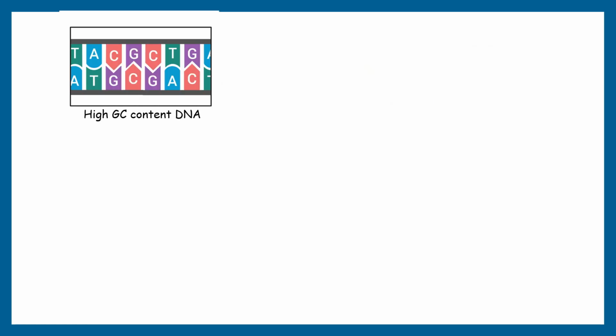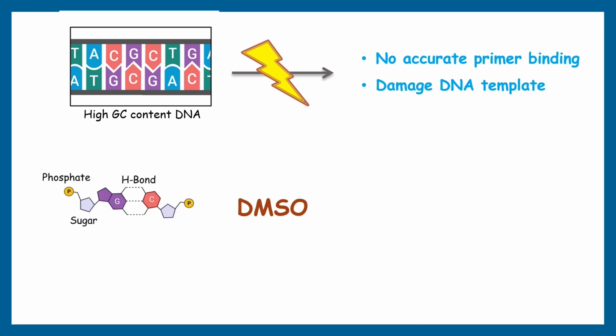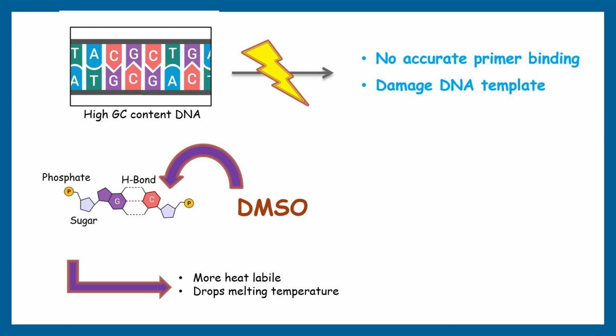Now, first, let's understand why we need to add DMSO in the PCR reaction. With a high GC content, targeted DNA requires a high melting temperature, and that might prevent accurate primer binding to the target DNA and also damage the template. When we add DMSO, the DMSO binds with the cytosine base of the template and makes some conformational changes. This causes cytosine to be more heat labile and eventually drops the overall melting temperature for primers.